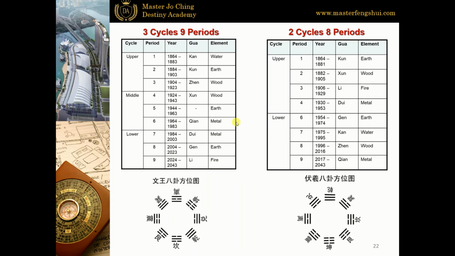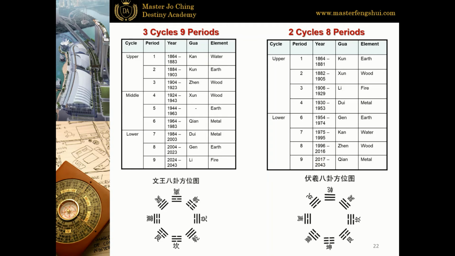Now, in GIS, let me just put them side by side for you to make a comparison. So this is 3 cycles, 9 periods. Where are we now? We are in period 8 if you are using 3 cycles, 9 periods, for example, the Flying Star system. If you are studying Xuan Kong Liofa, then you have already entered into period 9 since 2017.